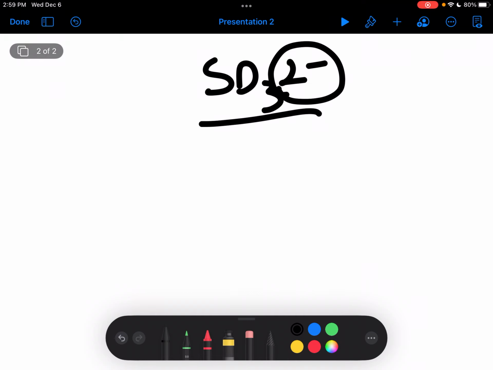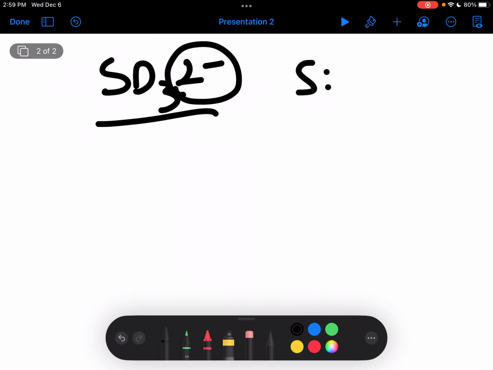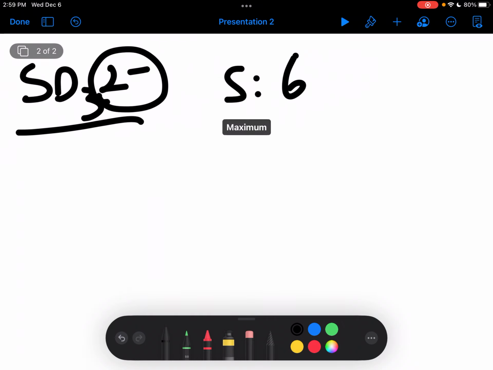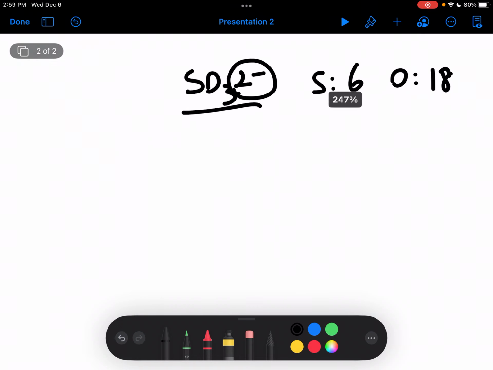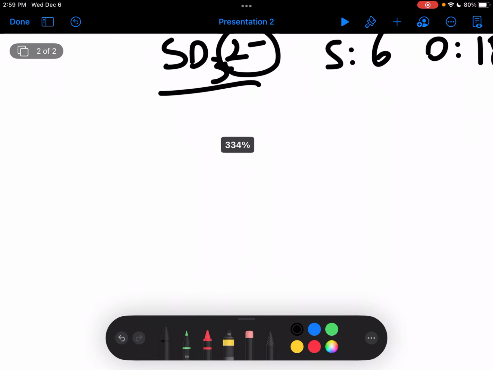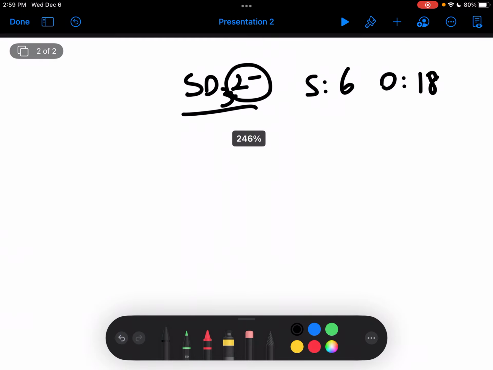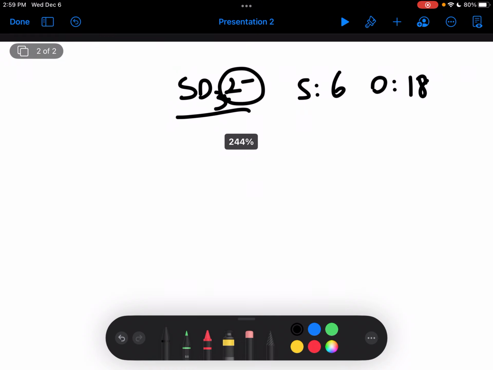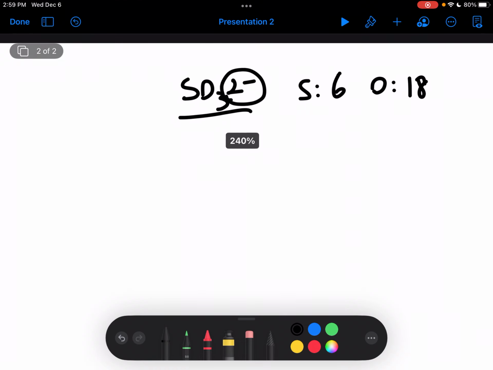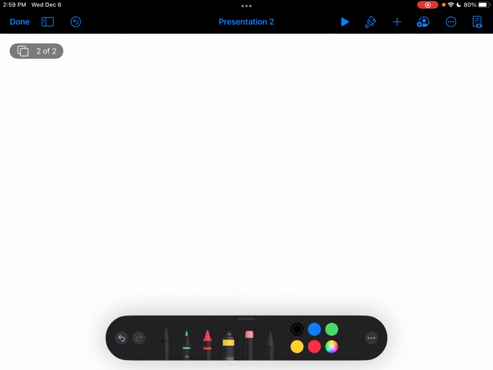You have that 2 minus charge right here, and sulfur has 6 valence electrons, and oxygen in this case has 6, but there's 3 oxygens, so that's going to be 18 valence electrons. But don't forget about the 2 minus charge. From here, we can acknowledge that sulfur is the central atom since there's 3 oxygens and only 1 sulfur. So sulfur would be in the middle in this case.